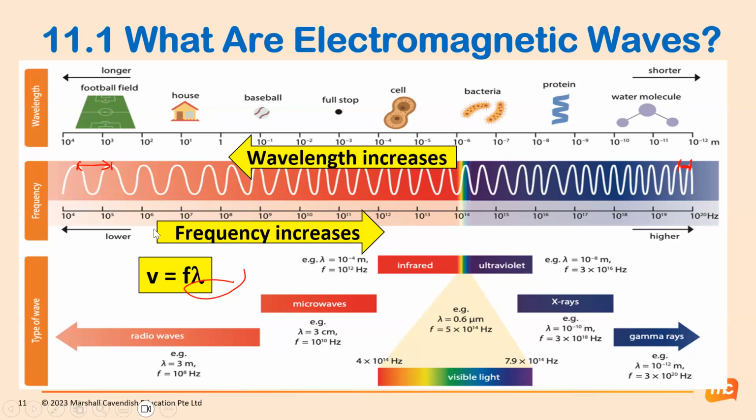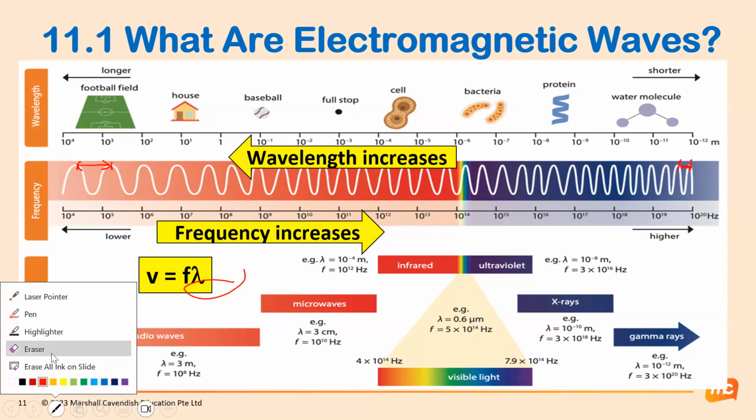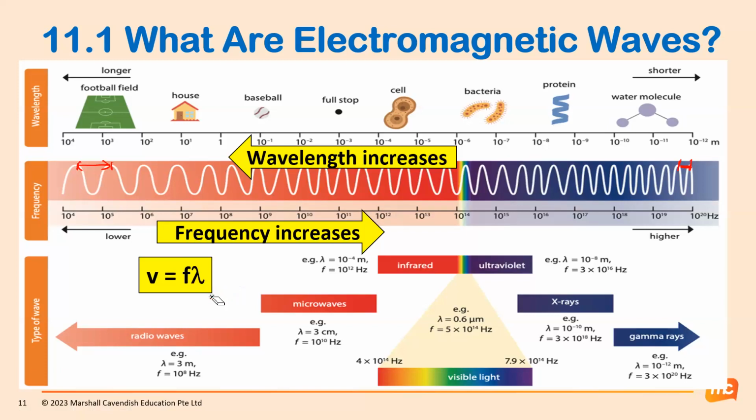But then the frequency will be opposite because of V equals F lambda. Based on V equals F lambda, when the wavelength increases, the frequency must decrease because all of them have the same speed. So the frequency will be opposite. Radio waves have very little frequency, but gamma rays have very high frequency. Just take note that frequency is actually linked to energy.